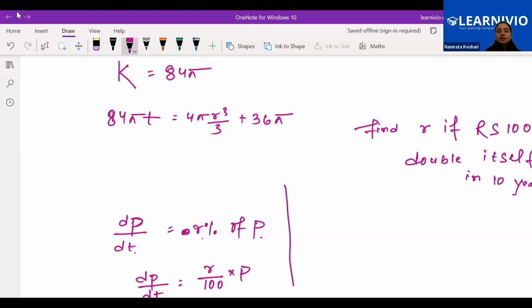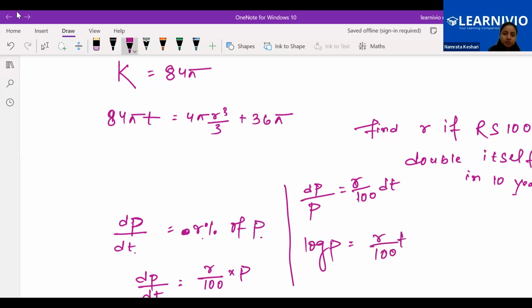So, this is how we will be doing the derivative. dP over P is equal to, R is there, no? R dt. We will be taking R by 100 dt. Okay, let's do the integration. Tell me what you are getting over here. Log P is equal to R by 100 into t, plus constant of integration, plus C.